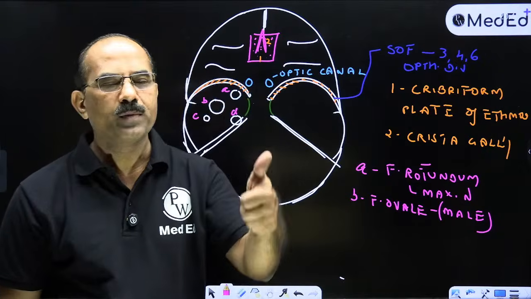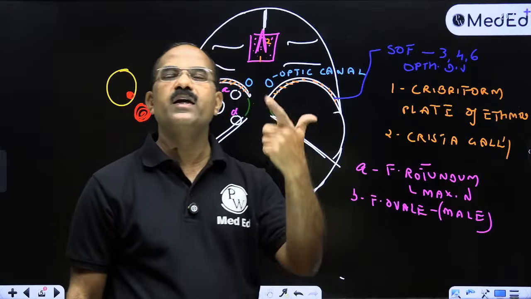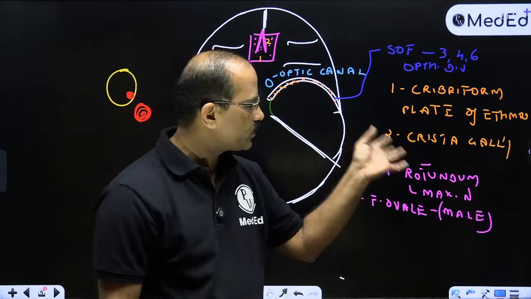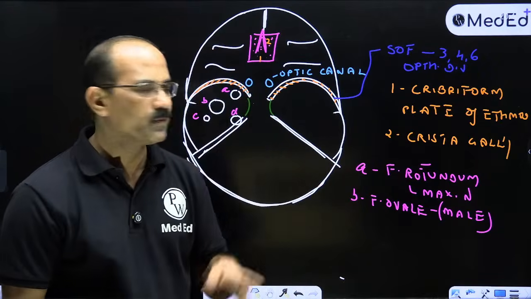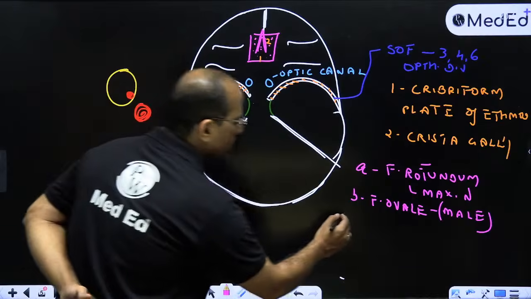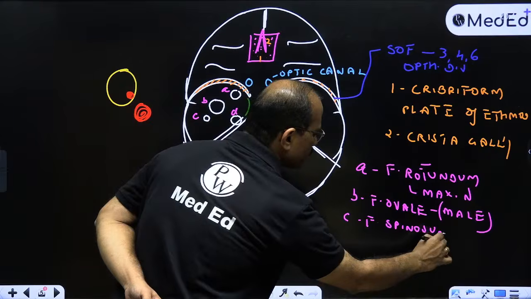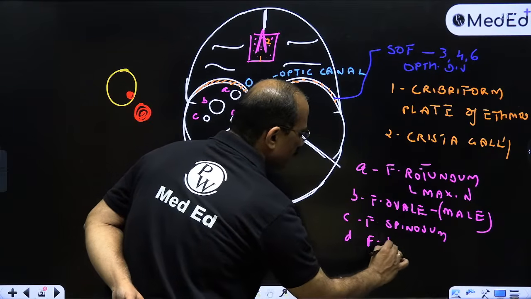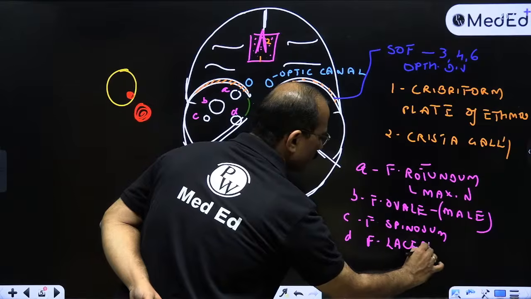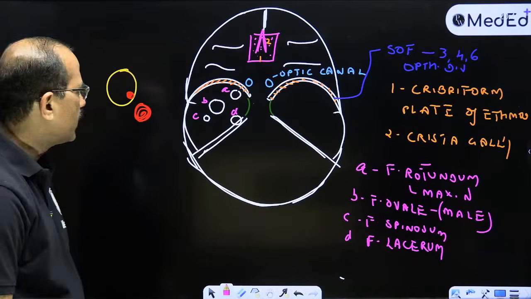ठीक है. M is mandibular nerve, A is accessory meningeal artery, L is lesser petrosal nerve, E is emissary vein. ये याद रखना है. अब what is C? C is foramen spinosum. And D is foramen lacerum. Foramen lacerum. ये याद रखना. ठीक है.